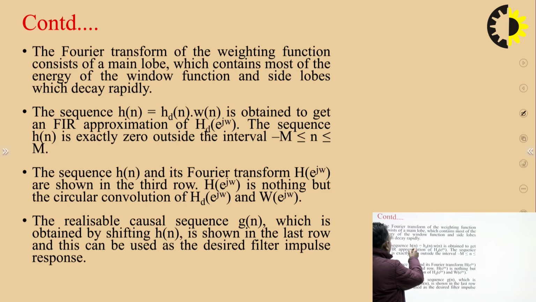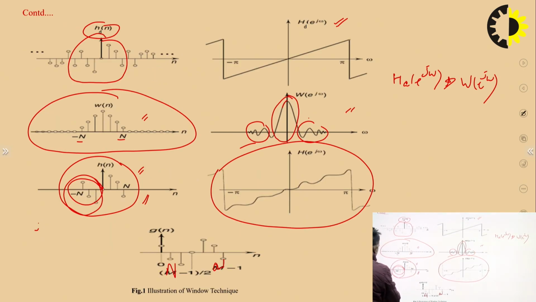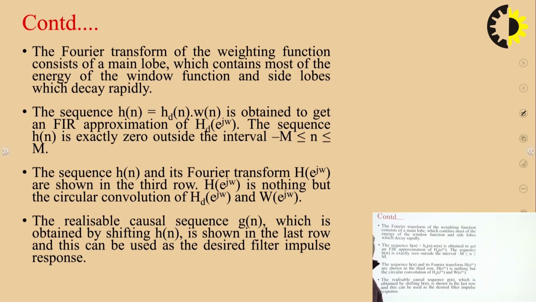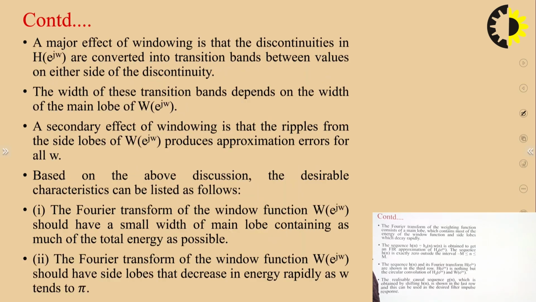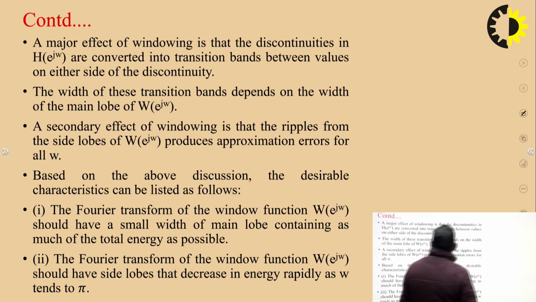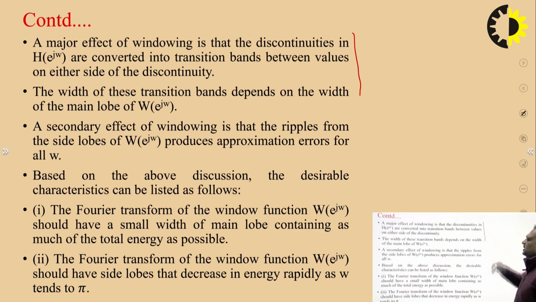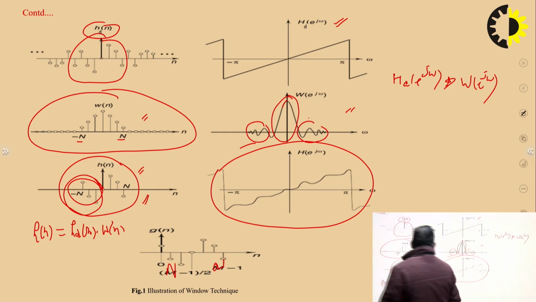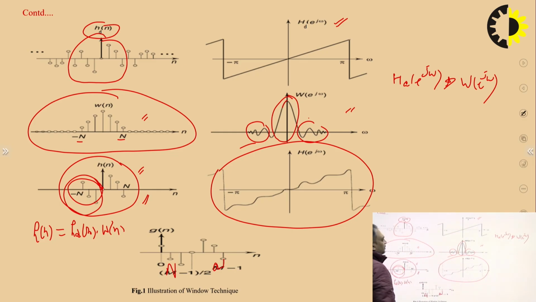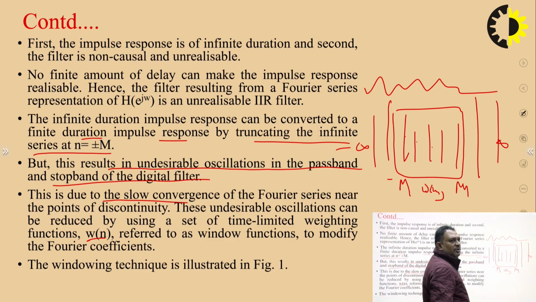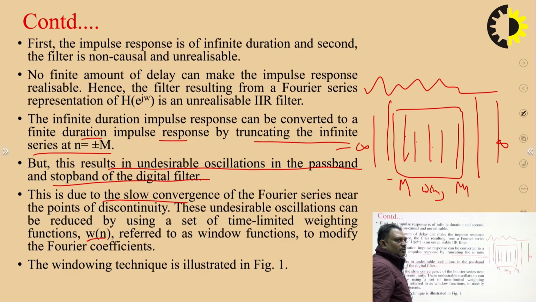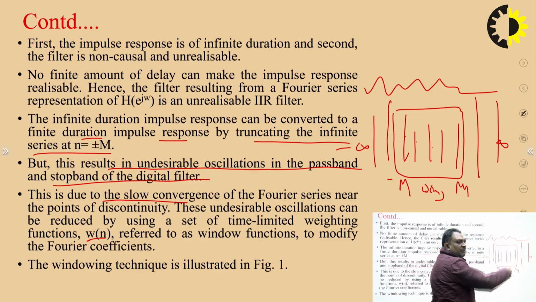I have already explained how we are getting h[n] in time domain. When we multiply hd[n] with w[n], we get the sequence h[n], which is of finite duration. Now this is another aspect. Here we have seen that the window we have taken is a rectangular window function, due to which a phenomenon occurs which is called Gibbs phenomenon. Why does it happen? Because the slope of the rectangular window is infinite.